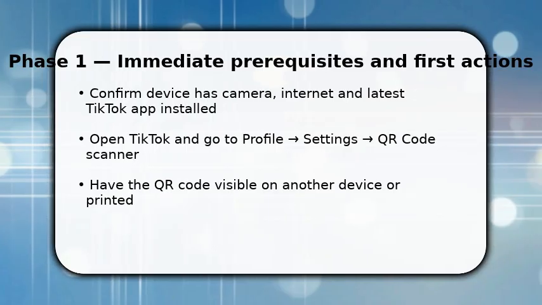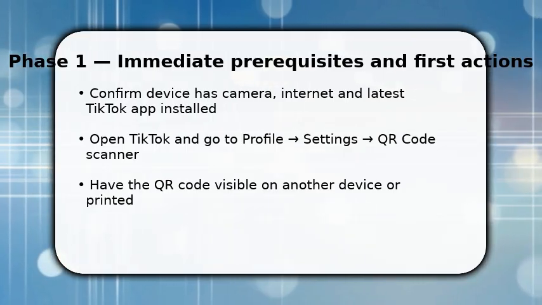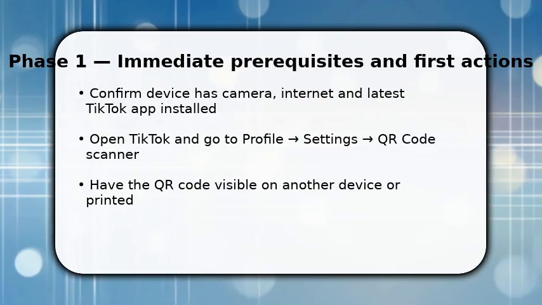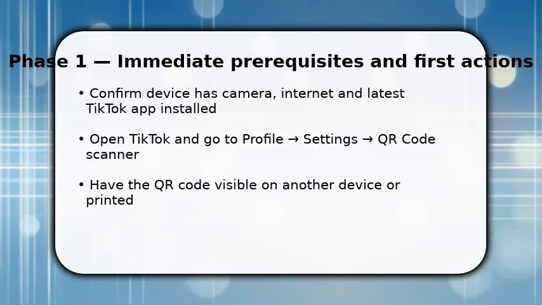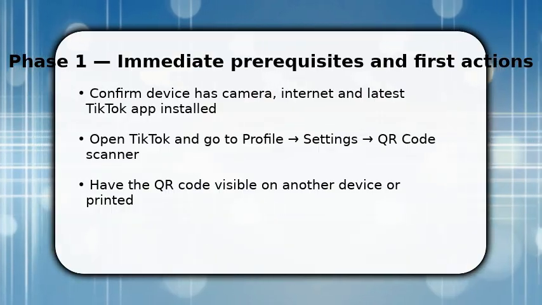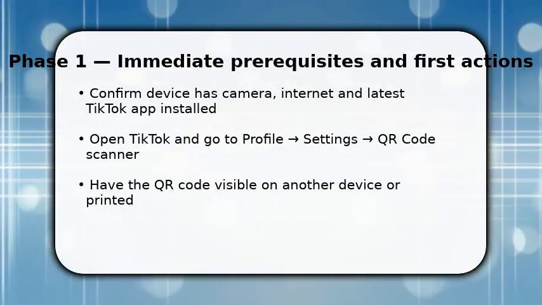You want the QR code already visible on a second device or printed because speed reduces errors. While you tap the scanner, hold the phone steady and keep the code centered. This ensures a quick, accurate read and avoids timeouts.